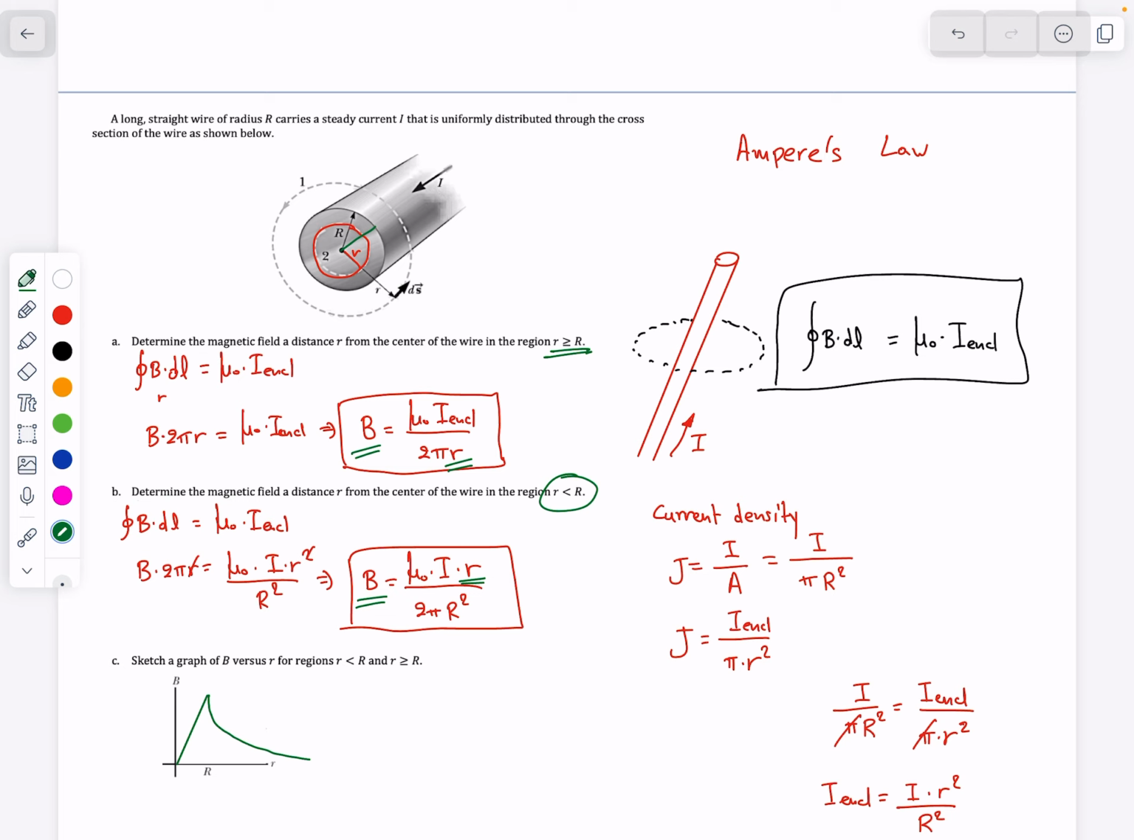As a result, have in mind that applying Ampere's law is not something difficult. However, it can be quite challenging in cases where we don't know the current inside a certain surface, so we might need to use the current density in order to find the enclosed current inside the Amperian loop. Thank you.